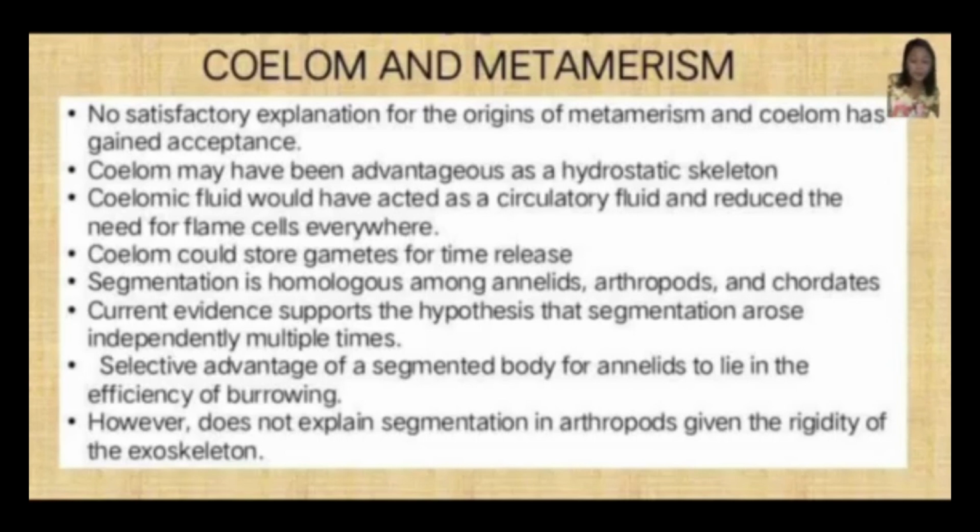The coelomic fluid can serve as circulatory fluid and reduce the need for flame cells everywhere. The coelom could store gametes for timed release. Also, homologous are the segmentation of annelids, arthropods, and chordates, with supporting evidence for the hypothesis that it arose independently multiple times. The selective advantage of a segmented body for annelids lies in the efficiency of burrowing.